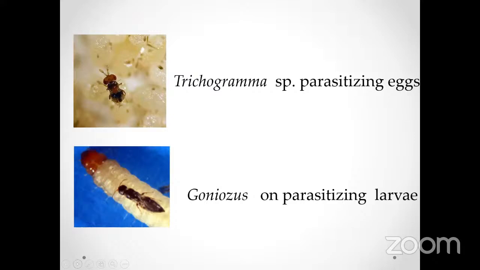So here I have given the photos of Trichogramma. The first one is a Trichogramma. This is an egg parasitoid, and this is a Goniozus nephantidis, very useful for management of larvae of black-headed caterpillar.